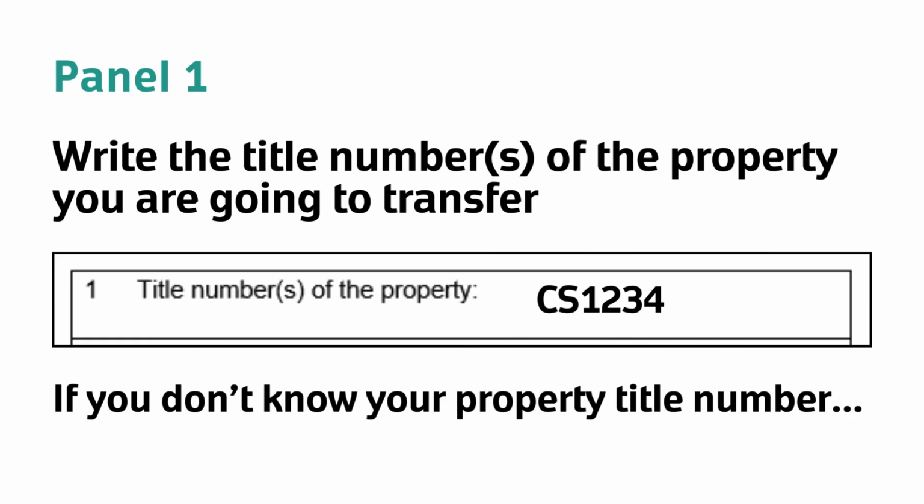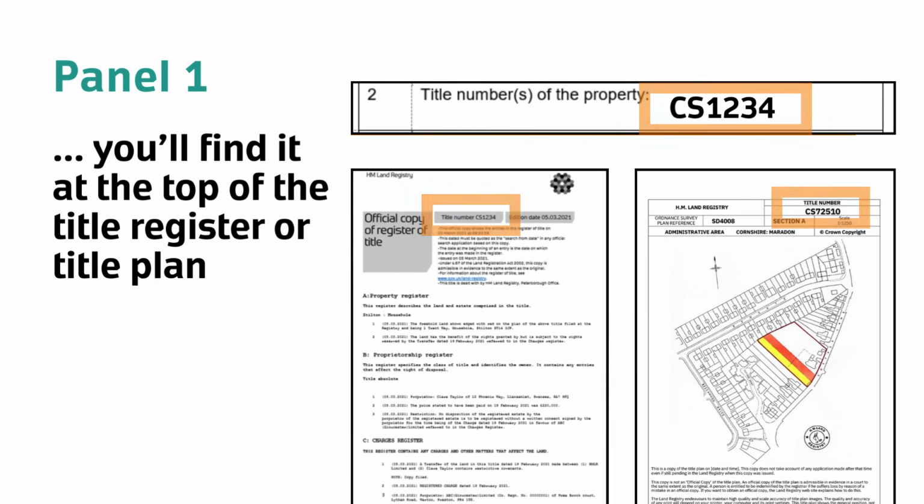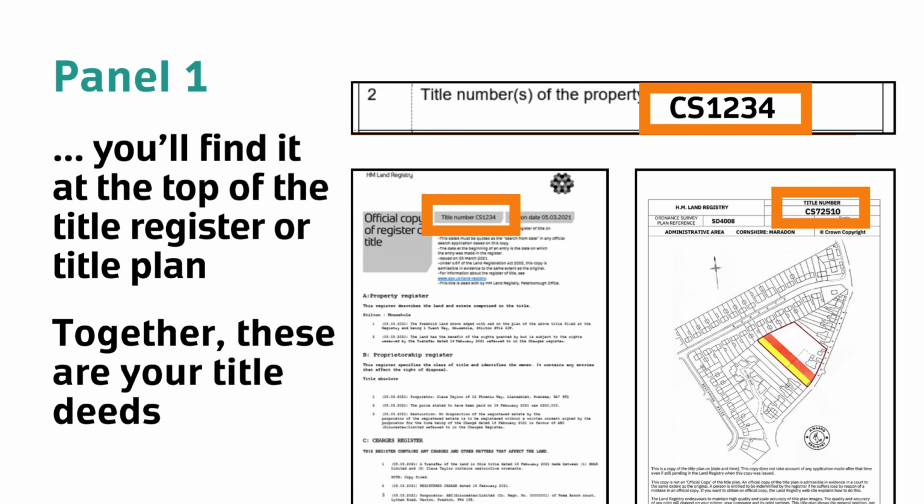In Panel 1, write the title number or numbers of the property you are going to transfer. When we register property, it is given a unique Land Registry reference number. This is shown at the top of the first page of the title register and also on the title plan. Together, we call these the title deeds.